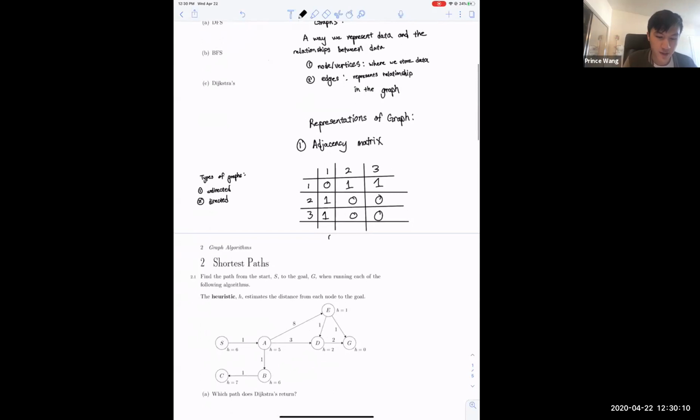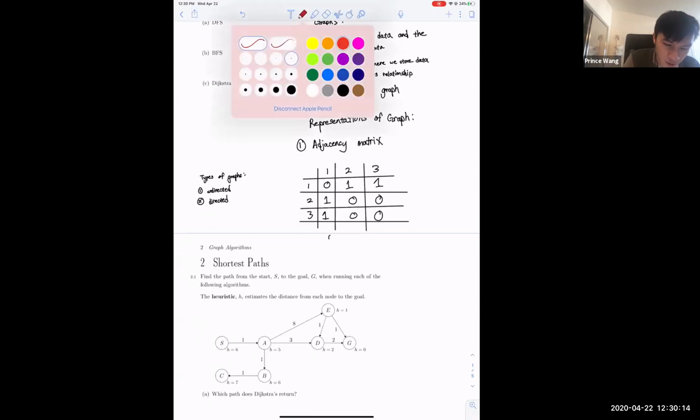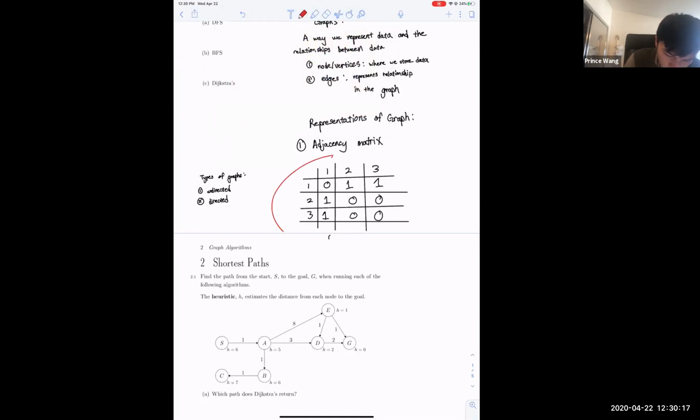So in the case of adjacency matrices, realize something very important here. For an undirected graph, the adjacency matrix is actually a symmetric matrix, right? So if you were to write it as a matrix, it looks like this.